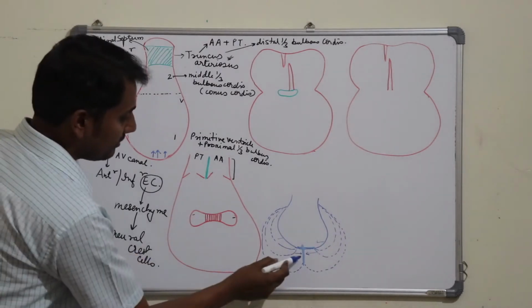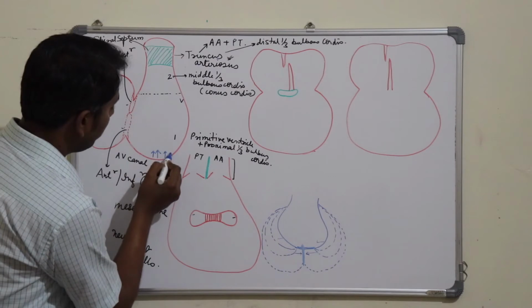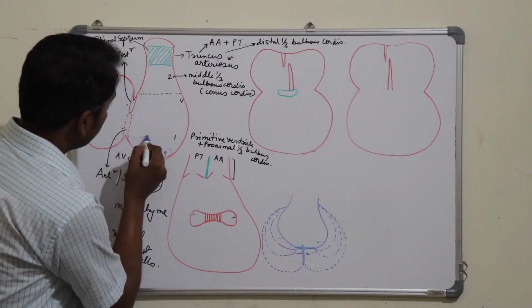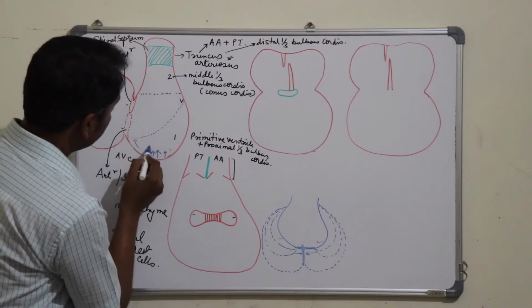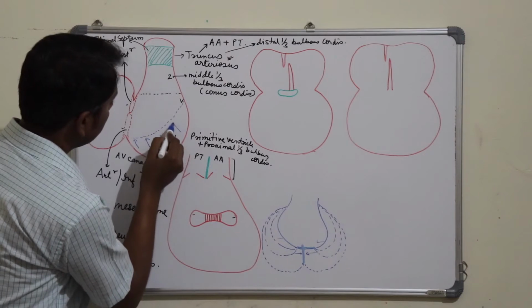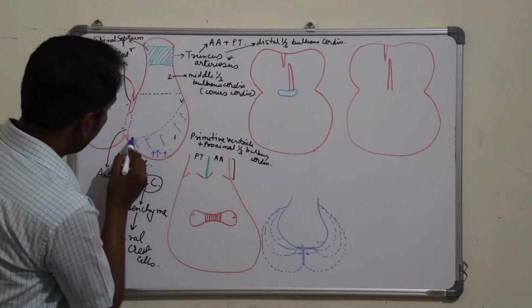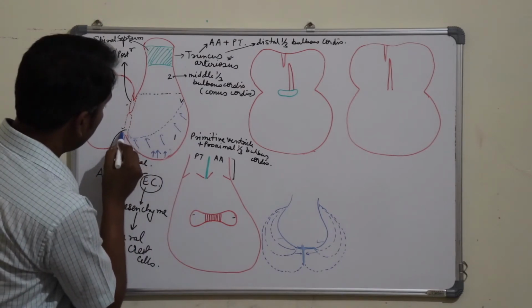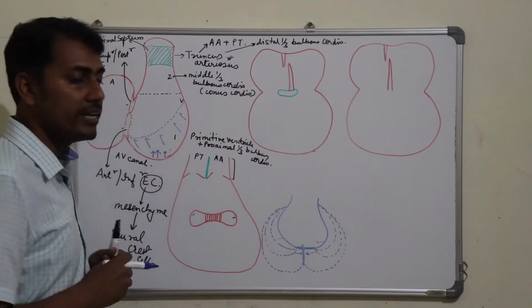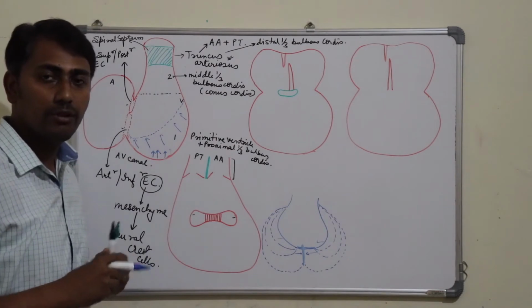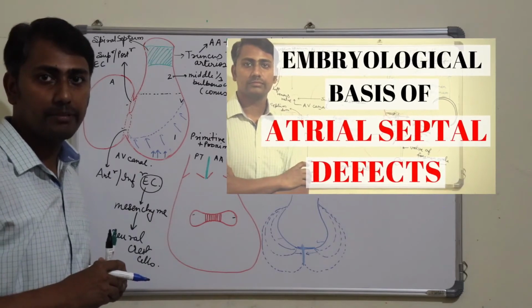So if you place this interventricular septum in this diagram, it will arise from the floor of this ventricular chamber like this and will grow upwards. And this muscular part of interventricular septum will fuse cranially with this endocardial cushion. This fused endocardial cushion was also known as septum intermedium. For that, please refer to my previous video on embryological basis of atrial septal defect.